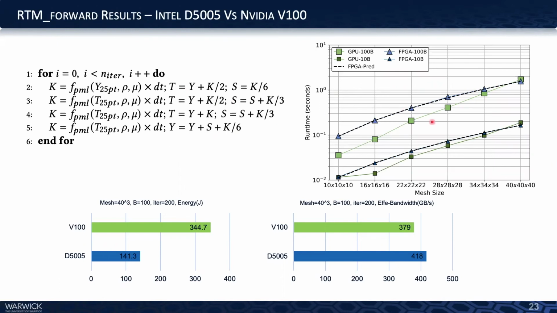When comparing the runtime, the GPU performs better for smaller meshes, but the FPGA is closely competitive with the GPU for larger mesh configurations. The predicted runtime on the FPGA by our models closely matches the actual runtime, validating our models. When considering the effective bandwidth, the FPGA performs slightly better for the larger mesh configuration. When it comes to energy consumption, the FPGA saves over 59% of the energy spent on the GPU.